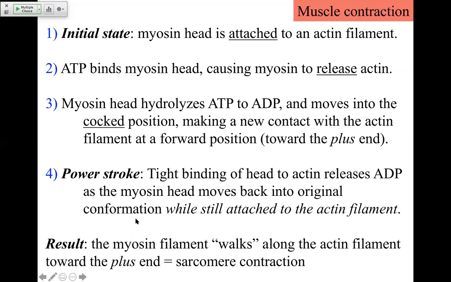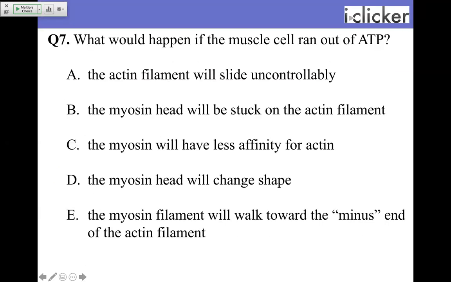All of those individual myosin heads moving simultaneously along the actin filament will cause the filaments to slide relative to each other. So what would happen if the cell ran out of ATP? What would happen to the interaction of the actin filaments and the myosin filaments? And that's our first question for today.